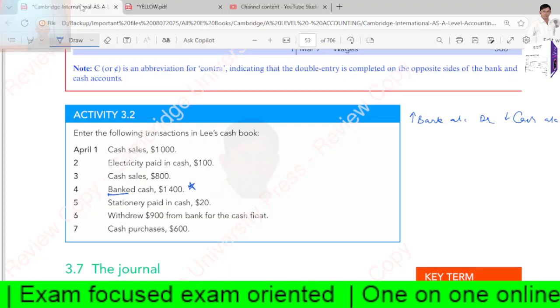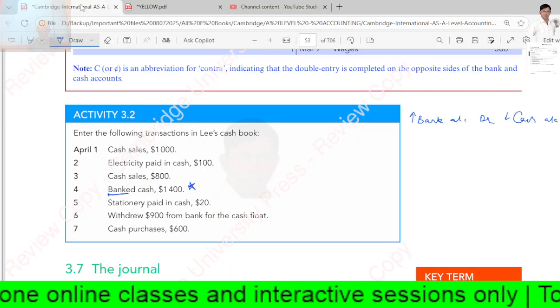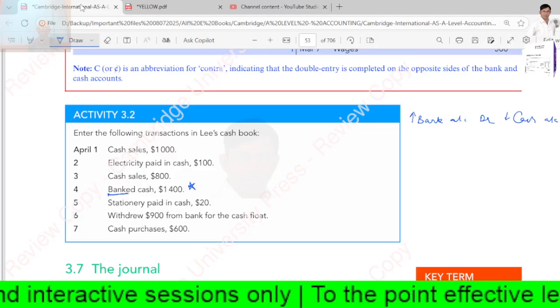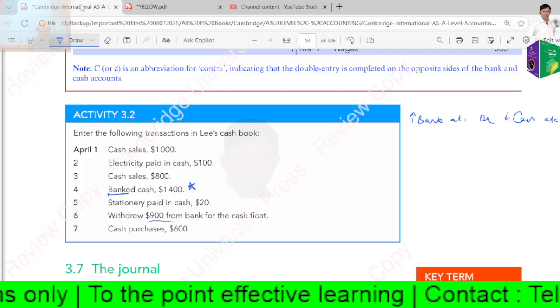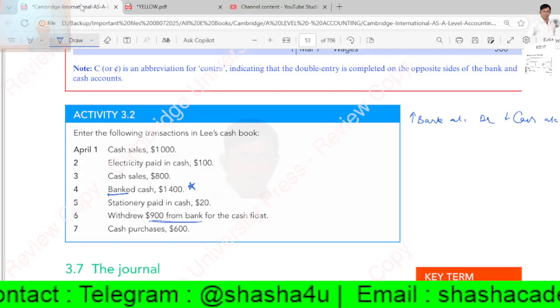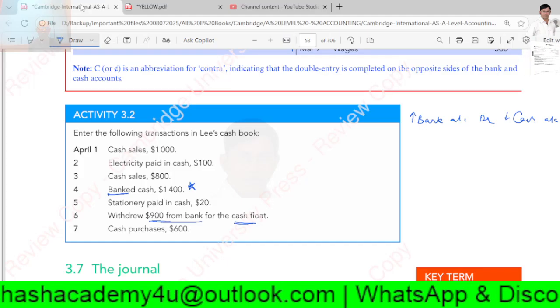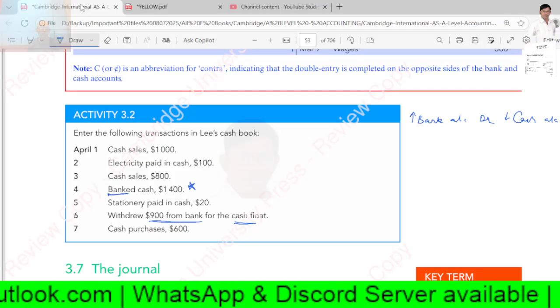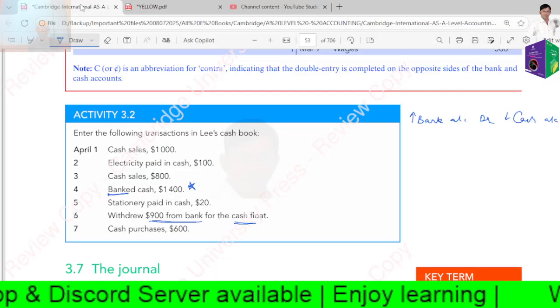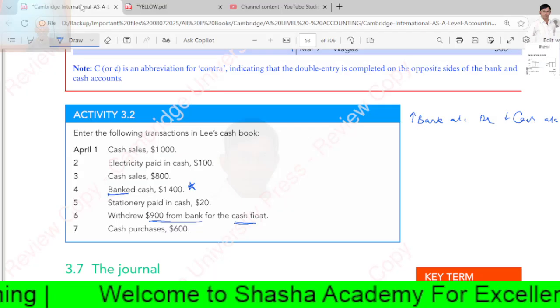So, withdrew 900 from bank for cash float. We are taking out money from the bank. Be careful: now money is going out from the bank and coming in as cash. This is exactly the opposite of the previous entry, so the entry is exactly the reverse of it.